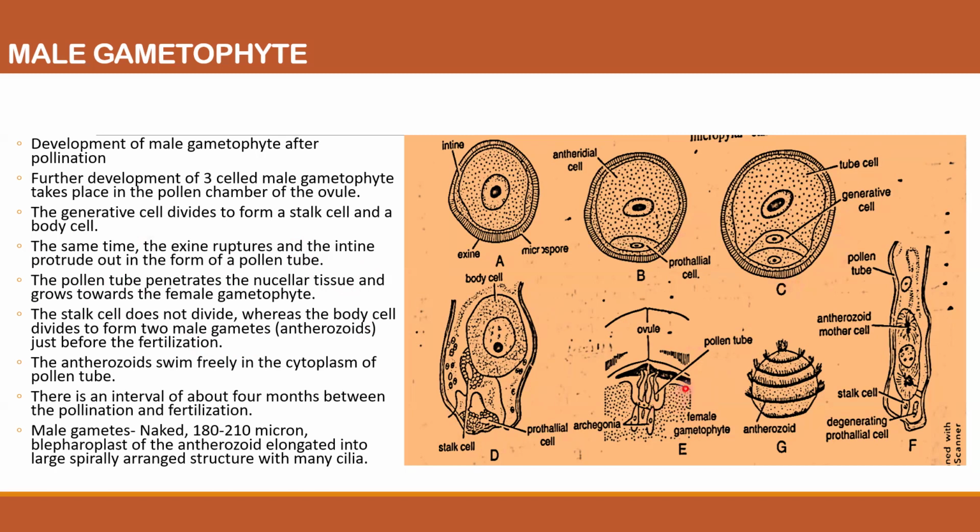Finally, the male gametophyte forms the male gametes called antherozoids, which are naked. The blepharoblast of the antherozoid elongates into a large spirally arranged structure with many cilia. Thus, as we study the development of the male gametophyte, which forms male gametes, finally these male gametes will fertilize the egg.